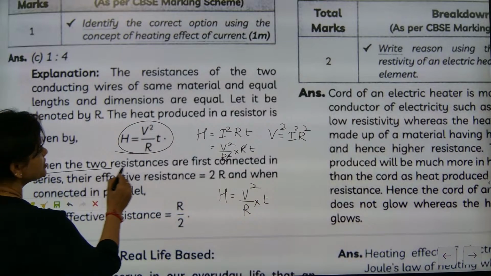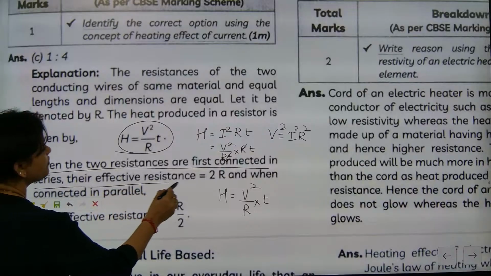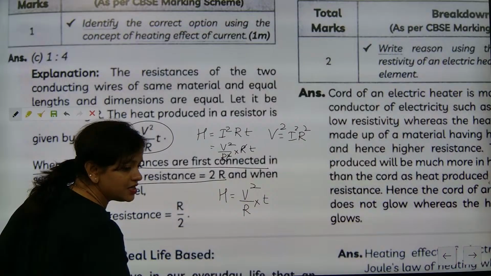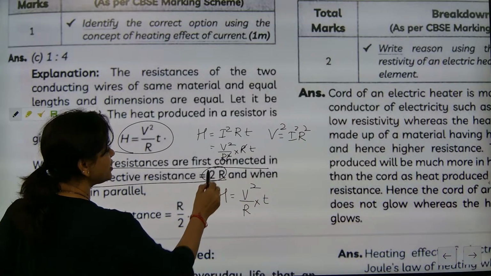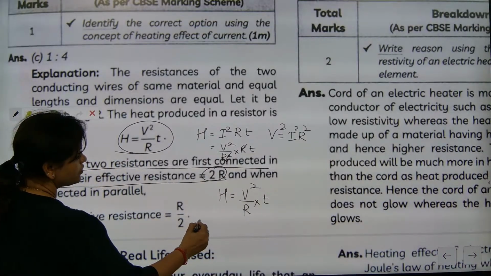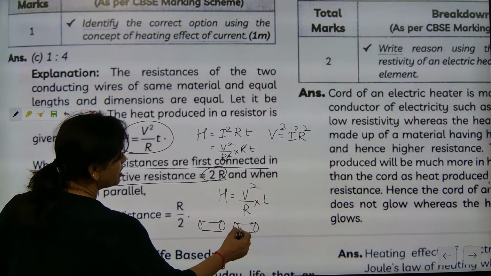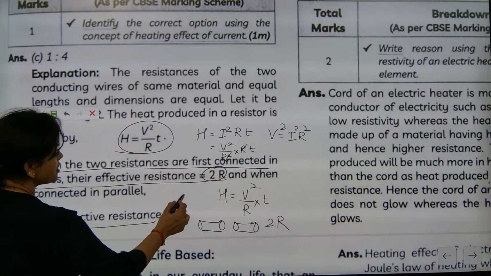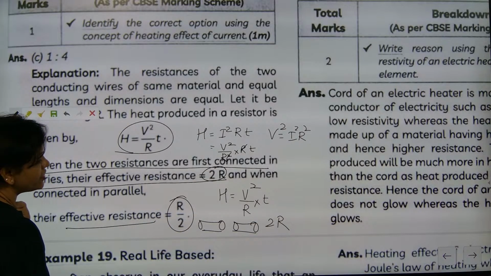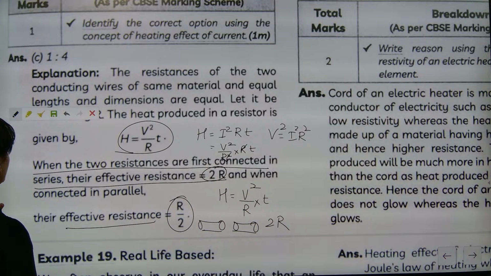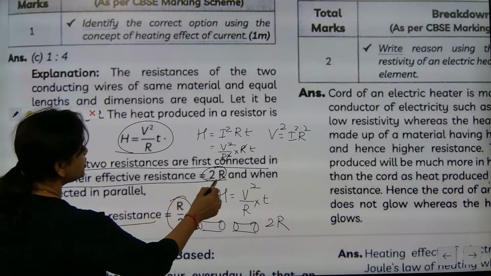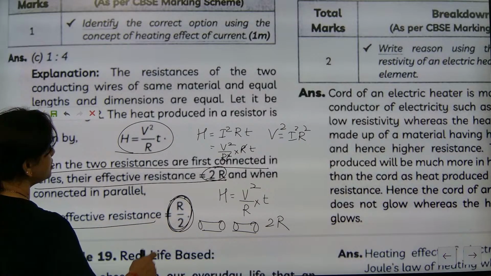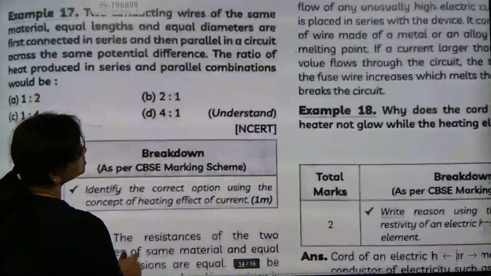Now, when two resistances are connected in series, the effective resistance is 2R. One resistance of the same wire and another resistance connected in series will become 2R. When connected in parallel, the effective resistance becomes R by 2. So for parallel, it will become half. Just check this one out.